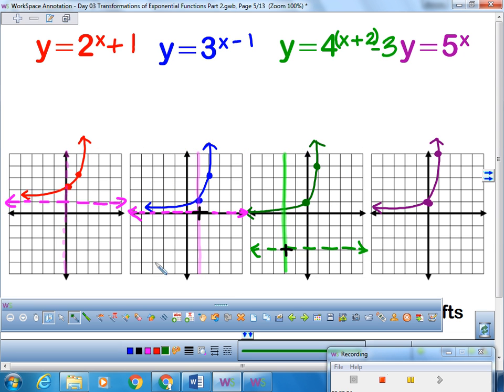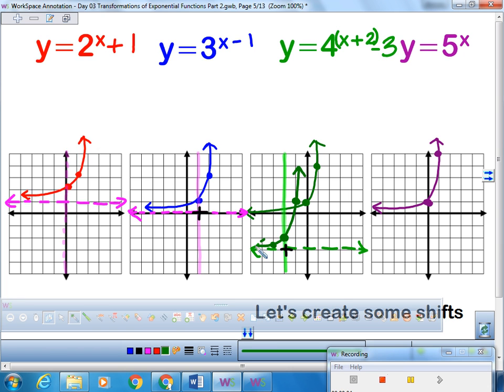Okay, so if it has a base of 4, it always has 0, 1, right? And then we're going to go over 1 and up, 1, 2, 3, 4. And over to the left, and how much up? 1, 4. I was over 2. All right, so it's the same graph. It's just shifted to the left 2 and down 3.